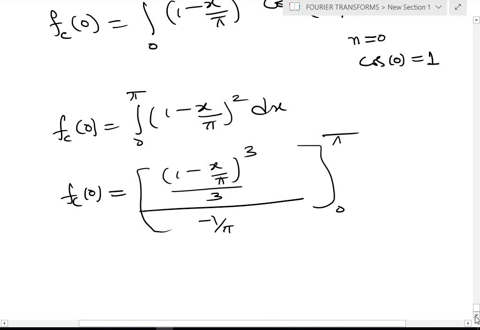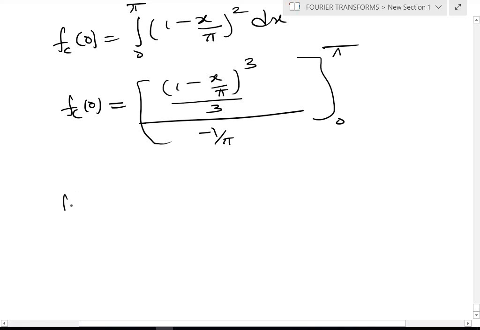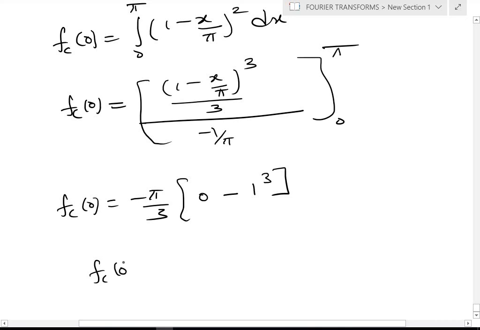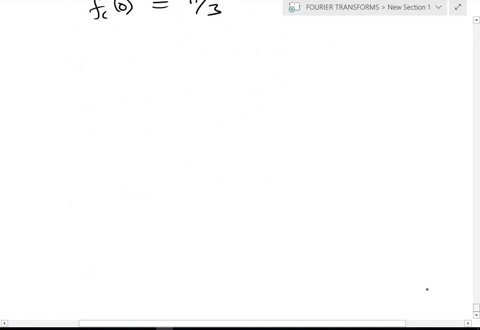Don't forget to put the limits from 0 to pi. So this pi goes out, then FC0 will be is equal to minus pi by 3. I have the upper limit, when I substitute pi, upper limit will become 0 minus lower limit when I substitute, that is 1 cube. So FC0 will be is equal to pi by 3. So that means the function is given as f of x is 1 minus x by pi whole square, and they are asking the Fourier cosine transformation, that will be written separately.